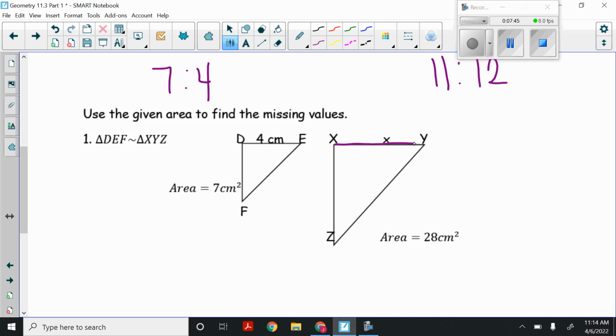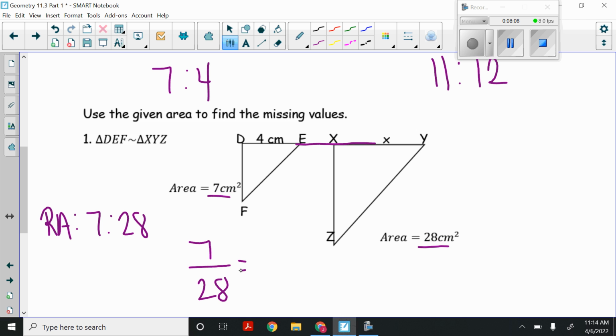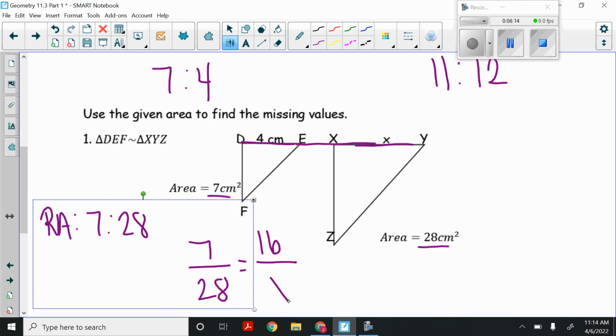So again, I know my area, 7 centimeters squared, 28 centimeters squared. So I can go ahead and write the ratio of area, right? So 7 to 28. So I want to set up a proportion. So 7 to 28 is going to equal the sides squared. So I did 7 first, so I need this side, but I need to square it. So 4 squared is 16 over the side I'm looking for, squared, x squared. I have a proportion, so cross multiply, so I get 7x squared equals, so 16 times 28 is 448.